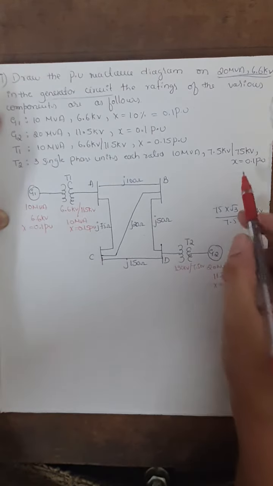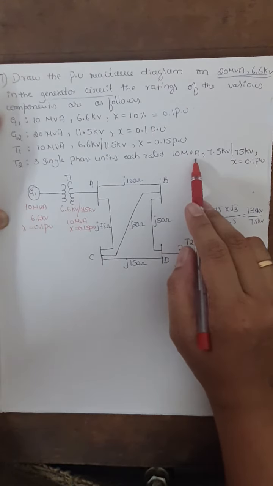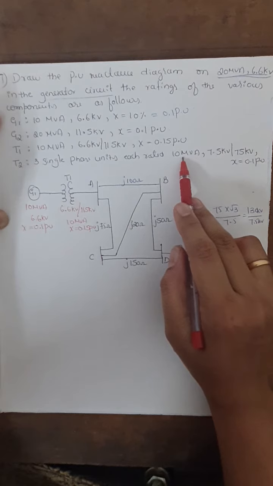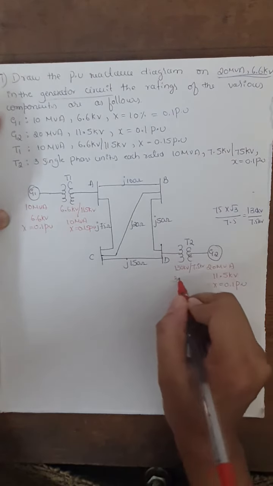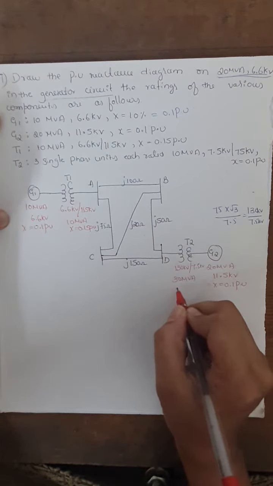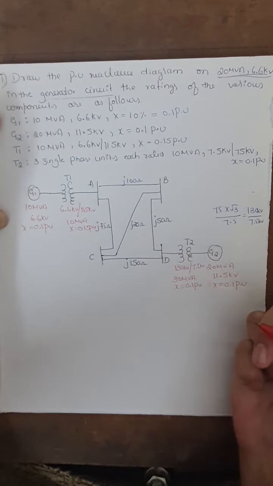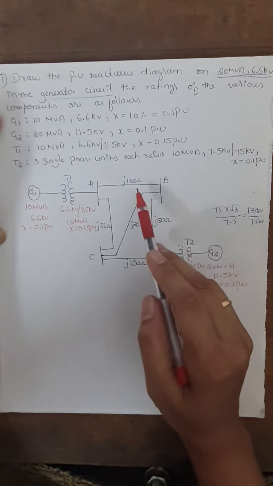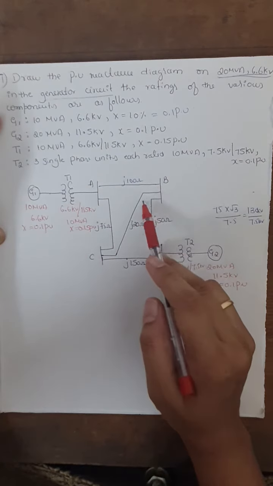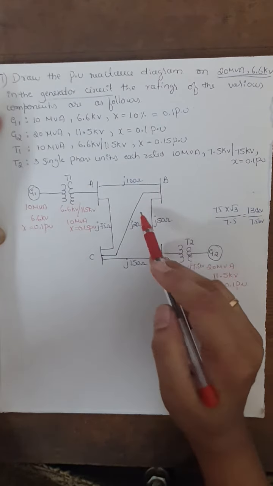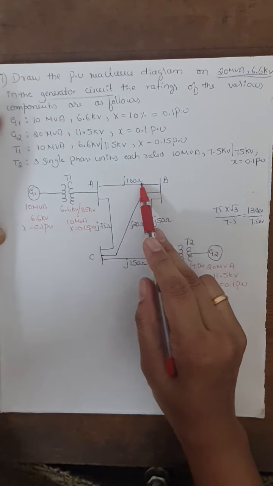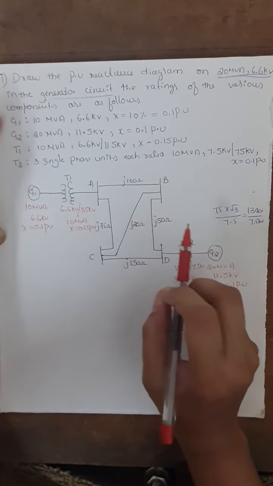This is the MVA rating for a single transformer. Convert this for a 3-phase transformer by multiplying 10 into 3. So you'll get 30 MVA and the reactance will be 0.1 per unit. Now after this, proceed with the next step. We have five transmission lines given here with different ratings. All these ratings are given in ohms. Convert this ohmic value into per unit value.